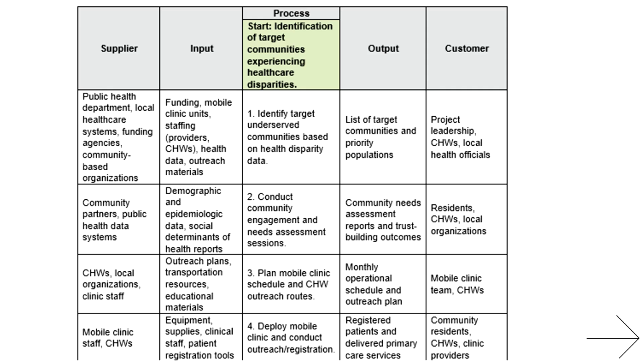Outputs such as community priorities, needs assessment reports, operational schedules, and delivered healthcare services. Customers such as community residents, healthcare workers, and health officials. The SIPOC ensures all major contributors and beneficiaries are represented, providing transparency and accountability, and highlights the opportunities for identifying bottlenecks and areas for improvement throughout the initiative's implementation.